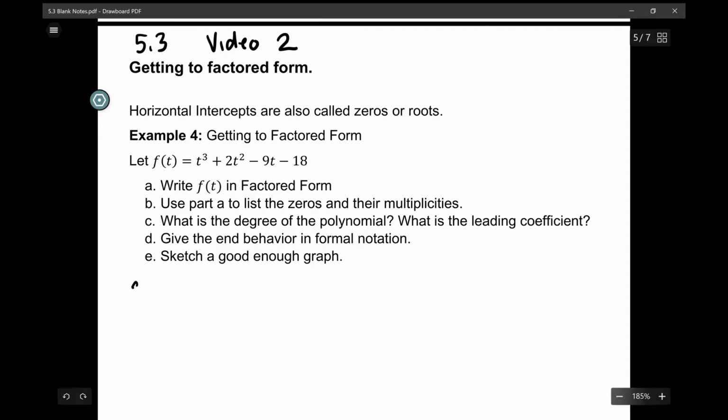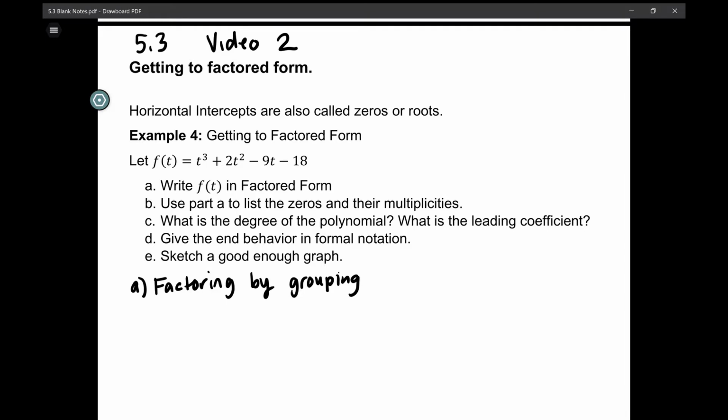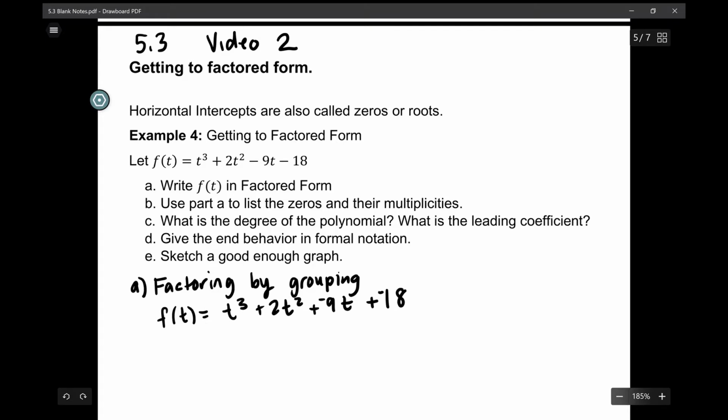I picked this one because hopefully you remember, or maybe you need a little refresher on, factoring by grouping. If you don't remember this, there will be a video in the helpful video section, or you could just go to YouTube and Google factoring by grouping. But let's go ahead and factor this by grouping. F of t equals t cubed plus 2t squared minus 9t minus 18. And the first thing I'm going to do is write this as plus negative 9t plus negative 18. So I have everything added together looking like it should for a polynomial.